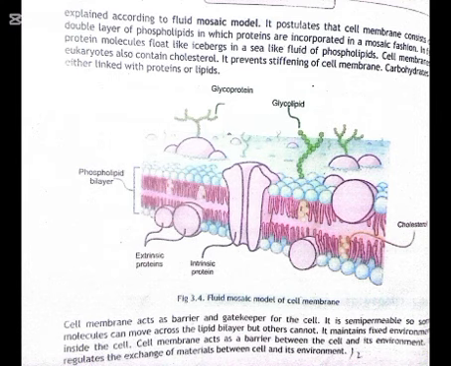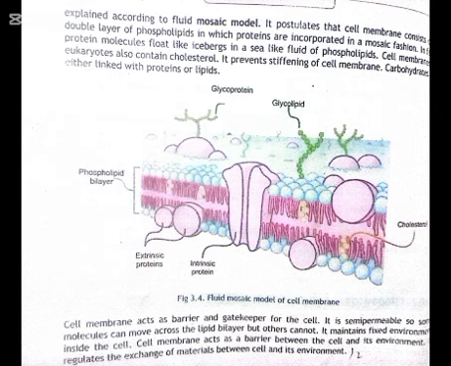Moving towards the chemical composition of cell membrane. The cell membrane is mainly made up of proteins, phospholipids, and a small amount of carbohydrates. Protein is present in a percentage of 60 to 80%, phospholipids 20 to 40%, and a small amount of carbohydrates. You don't need to memorize every percentage for understanding, but remember that proteins and phospholipids are the main components.